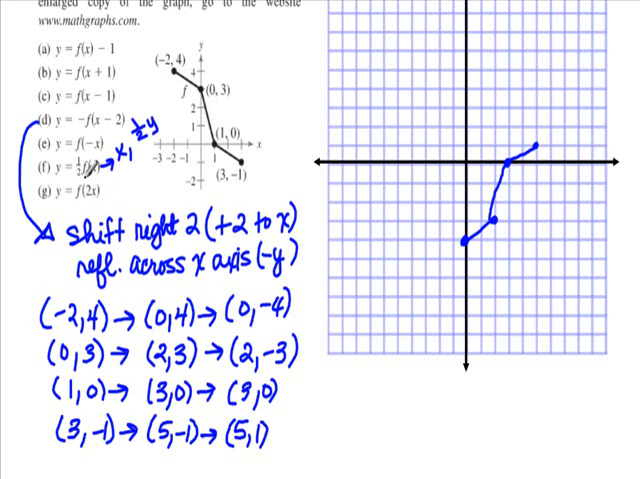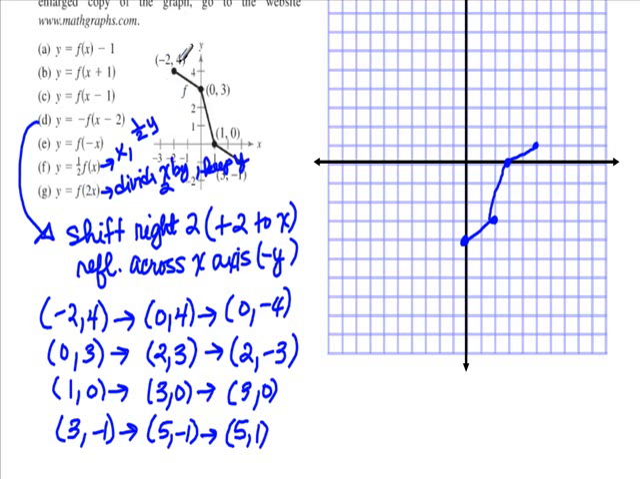Now, what about f of 2x? That is one of the inside, the horizontal stretches. When you have a factor there, you're really going to divide the x by that number. So here for f of 2x, what we would have to do is to divide each of the x's by 2 and keep the y.